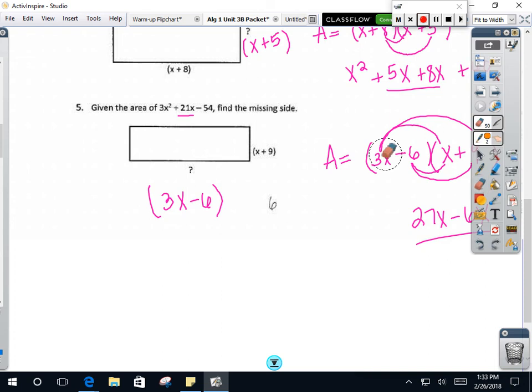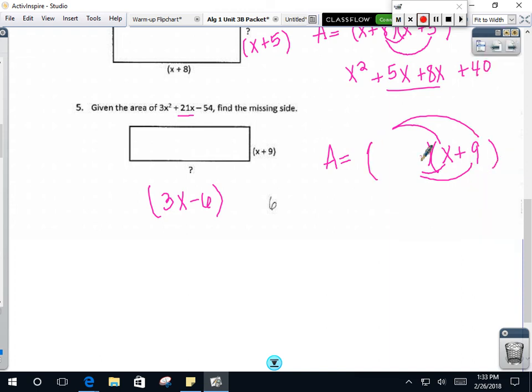Okay. Let me just start it over. You are trying to figure out what binomial you need to multiply by the x plus 9 to give you this as your area. Well, what times x gives you 3x squared? 3x. And what times 9 gives you negative 54? Negative 6. Okay, turn to the next page.